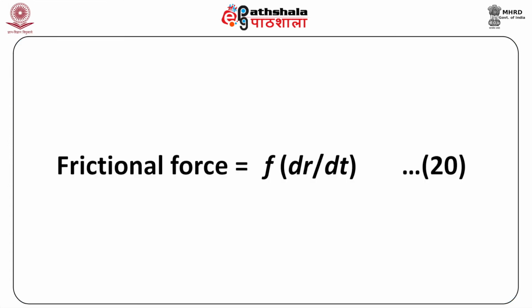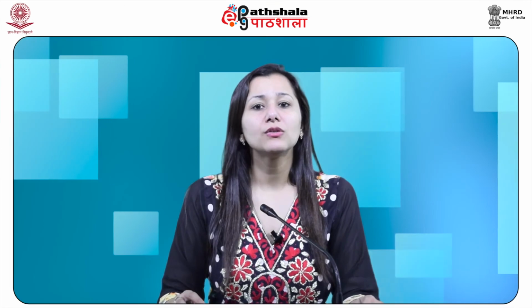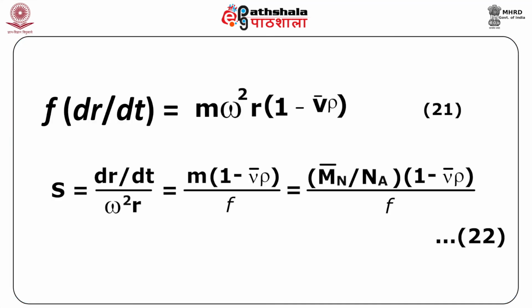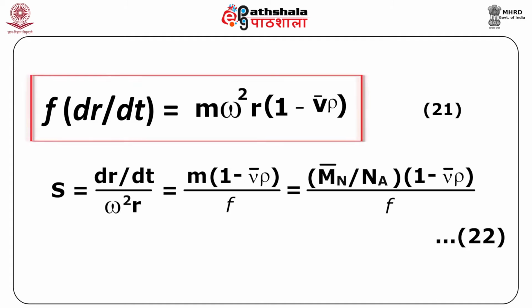Thus, the frictional force is equal to F times dr by dt, where F is the frictional coefficient. The frictional force acts in the opposite direction to the resultant force. When the steady state is reached, we have from equation 19 and 20, F into dr by dt equals m omega square r into 1 minus V bar rho.